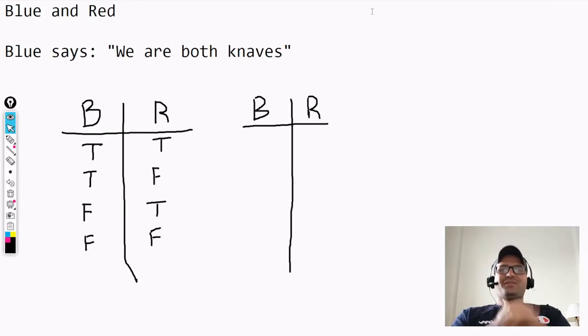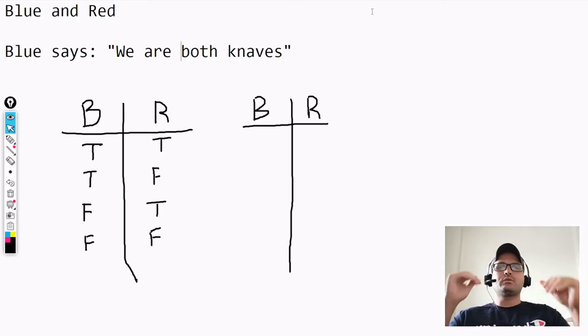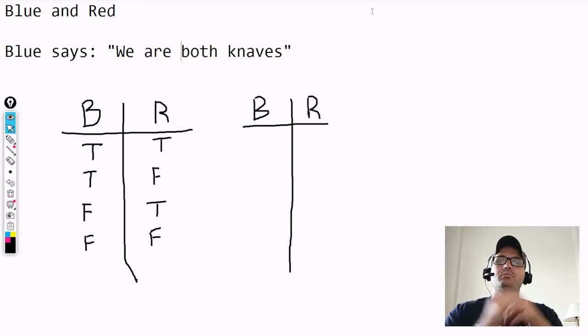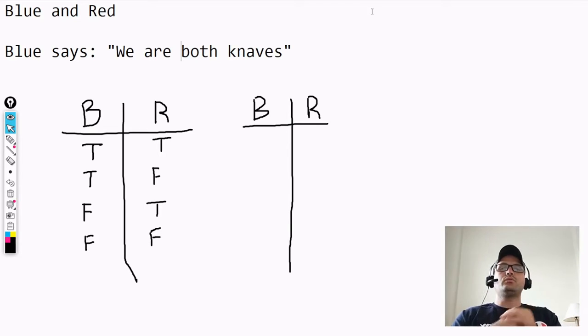Okay, first problem to applying this digital logic truth table to a problem, the knights and knaves problem, is the blue and red. So we crash wreck on an island and two people come out. One is blue and one is red. And the blue person comes out and says, "We are both knaves."